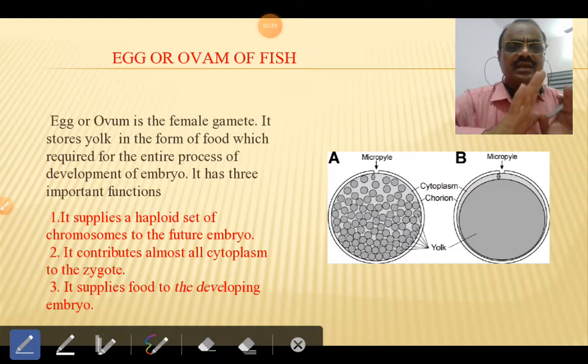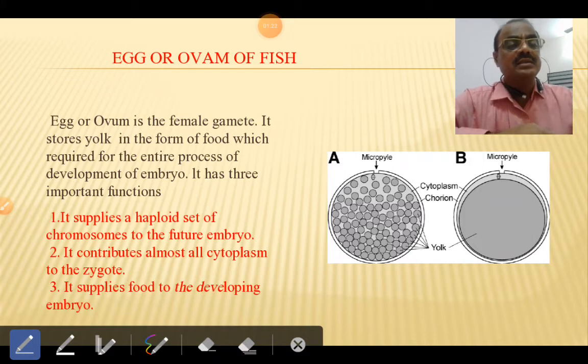It has three important functions. What are the important functions? First, it supplies a haploid set of chromosomes to the future embryo. Second, it contributes almost all cytoplasm to the zygote. And third, it supplies food to the developing embryo.